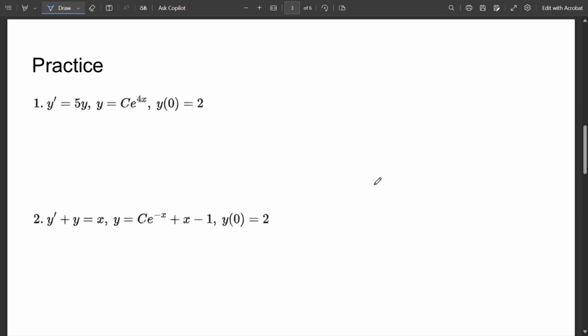Recall that we already know how to verify if a general solution is a solution to a differential equation. So again, the same concept. This is the highest derivative, y prime. So we have y prime must be 4 times c e to the 4x. Okay.